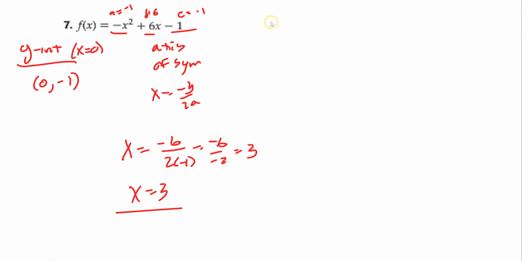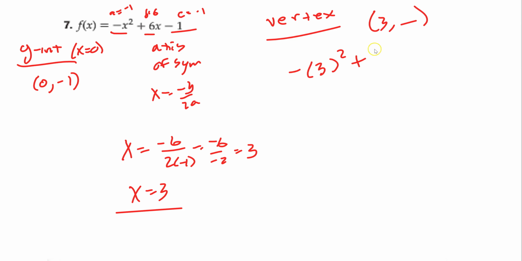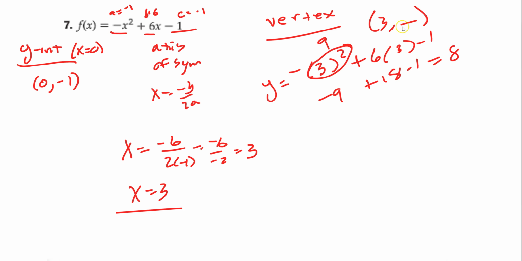Then my vertex. Again, I have the x value already. I just have to find the y value. So we always just plug into the equation. Plug in 3, so make sure. Remember the exponent goes first, so it's 9, and then the negative's on the outside, so negative 9 plus 18 minus 1. That's 9 minus 1, which is 8.